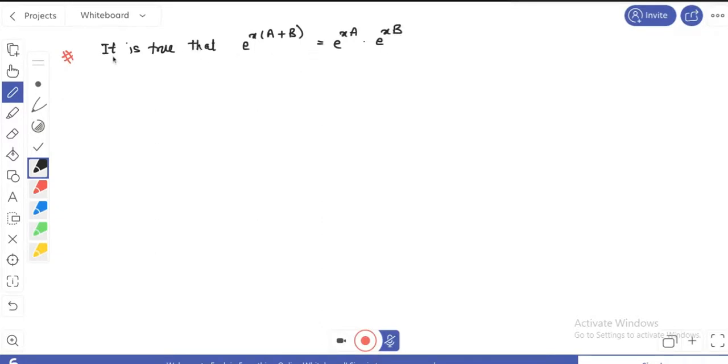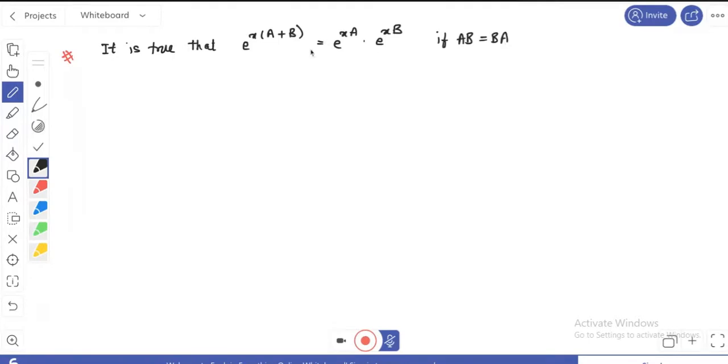हमने तो लिखा है it is true, माने ठीक है, लेकिन मैं पूछ रहा हूँ आपसे कि is it true in all cases, or are there some conditions mentioned here? So in general, this is not equal to this thing always. If these matrices commute, then this condition holds.